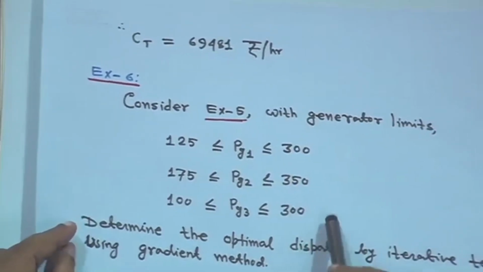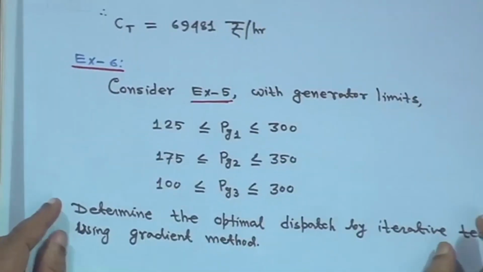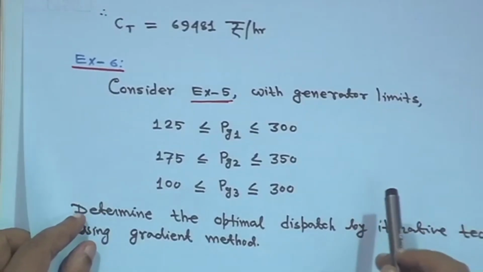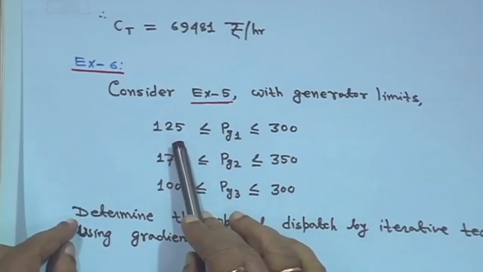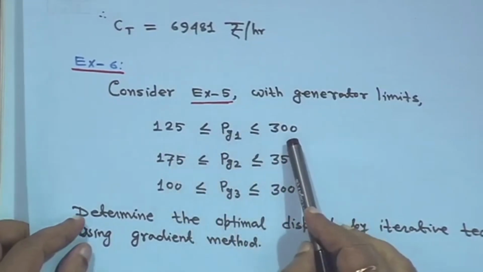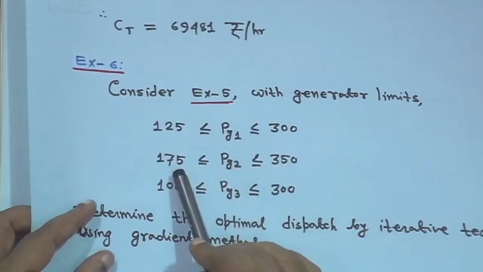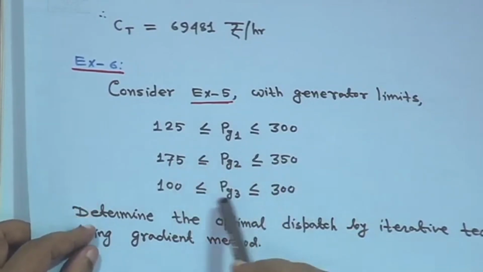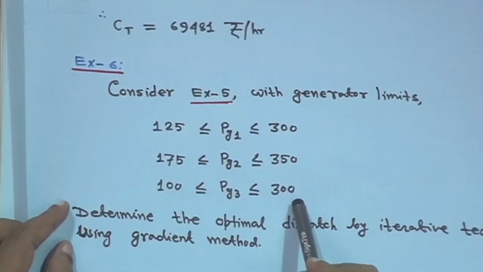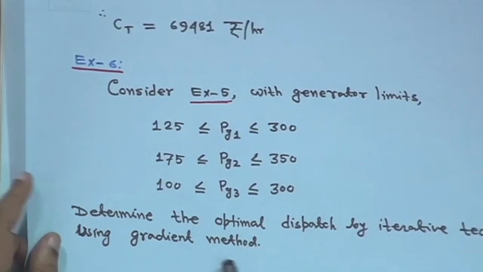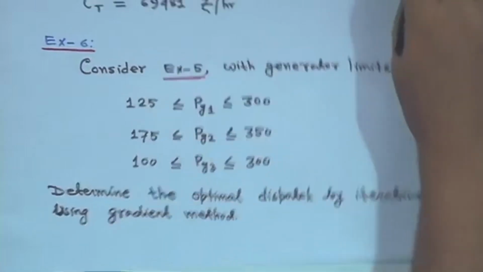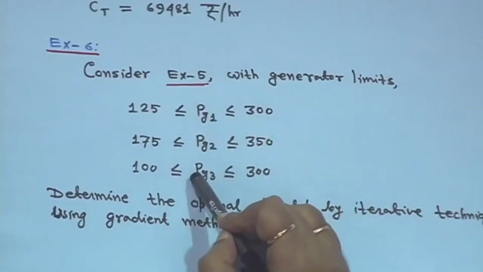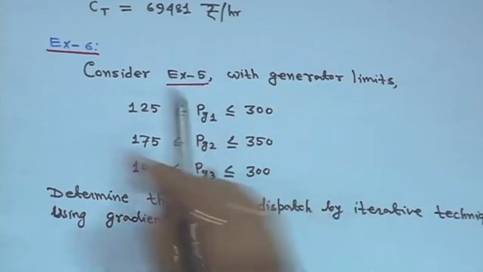So, now we will consider the generator limits. Same example, but we consider the generator limits. Pg1 minimum is 125 megawatt, maximum is 300 megawatt. Pg2 minimum 175, maximum 350, and Pg3 minimum 100, maximum 300 megawatt. You have to determine the optimal dispatch by the iterative technique using the gradient method. Same data, everything is the same, but we will take these limits and see what is the change in the result.